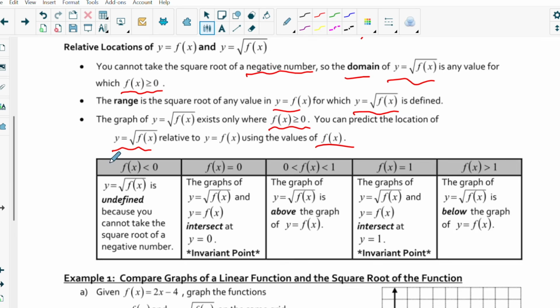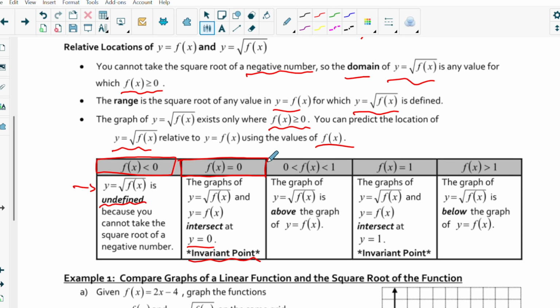First case, f of x is less than 0. For the square root of the function, this is undefined because you cannot take the square root of a negative number. When f of x equals 0, the graphs of f of x and square root of f of x intersect at y equals 0. This is an invariant point.